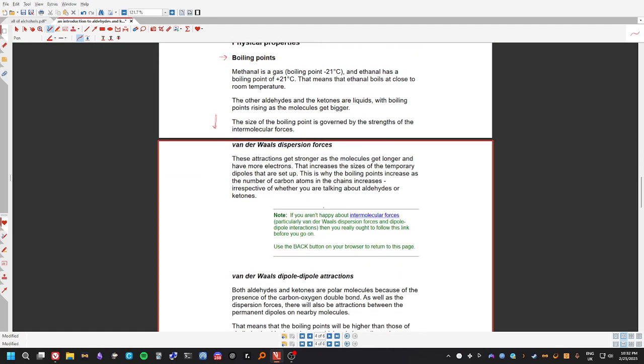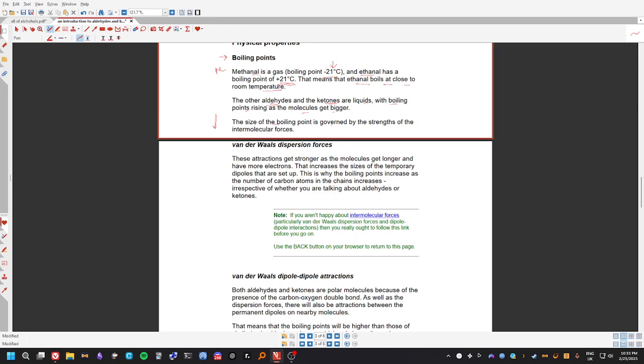Okay, so now methanal is a gas. So we're talking about your aldehydes, and it has a very low boiling point at minus 21. Sorry, that's methanal. This is ethanal and has a boiling point of plus 21. This means that ethanal boils at close to room temperature. The other aldehydes and the ketones are liquids, with the boiling points rising as the molecules get bigger.